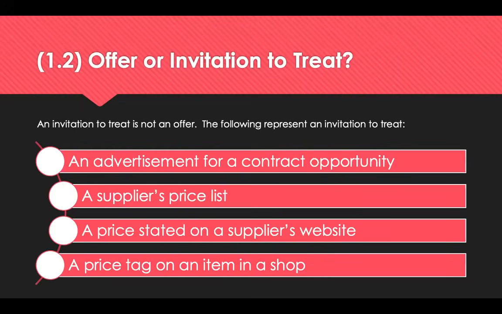So, for example, if you were to go to buy a car from a car showroom and you saw a car with a price on the windscreen, that is an invitation to treat. It's not an offer to sell it to you because you don't know what the terms are. So here are another few examples. An advertisement for a contract opportunity. It's not an offer, it's just saying we're looking. A price list, a price stated on a supplier's website, or a tag on an item in a shop.